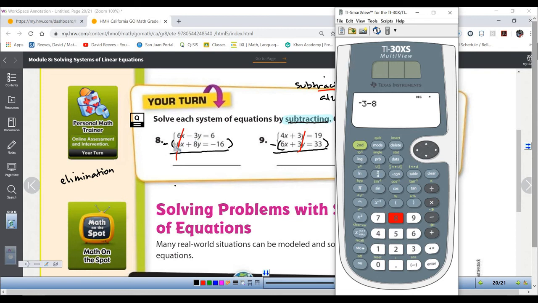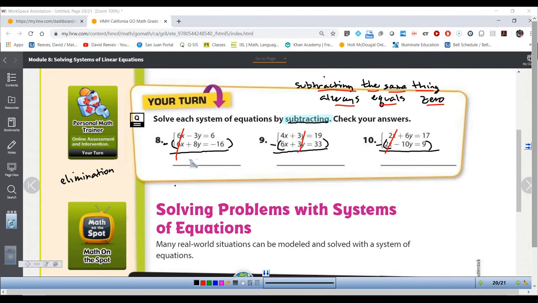So do you see negative 3 minus a positive 8? When I do that, I get negative 11. So I have negative 11y equals.